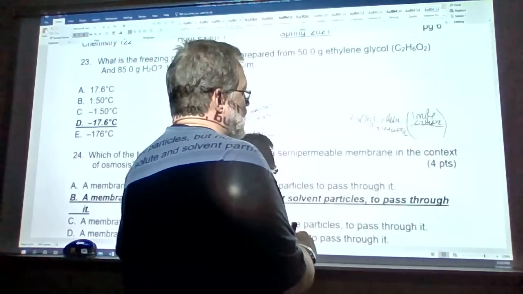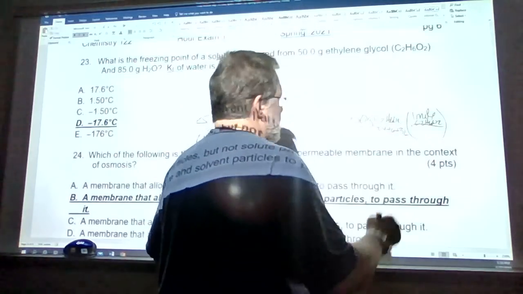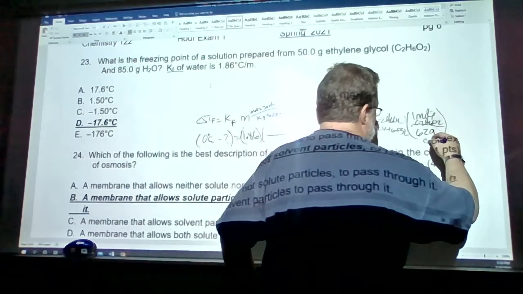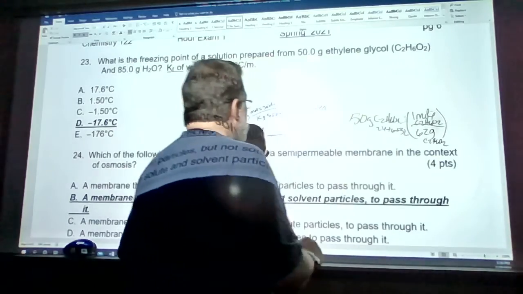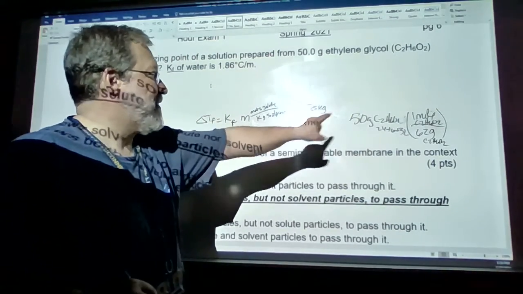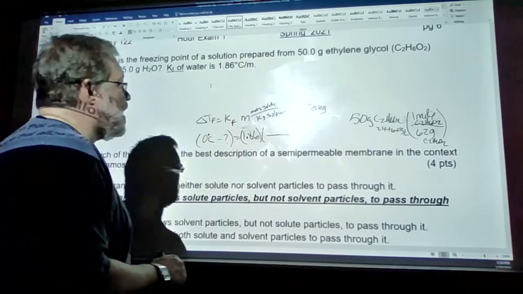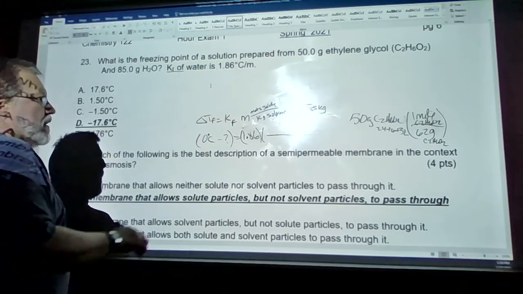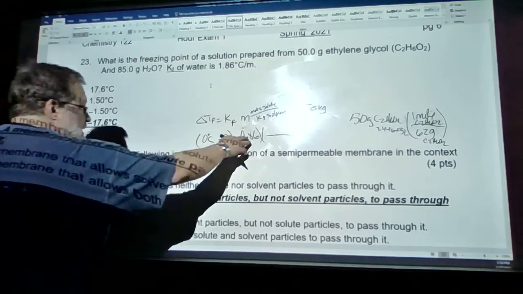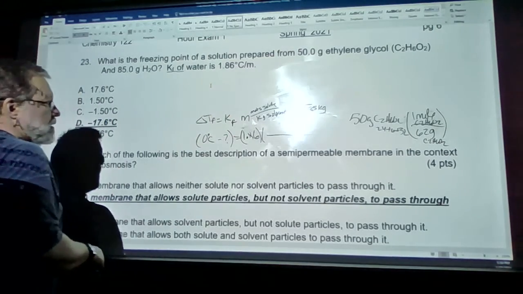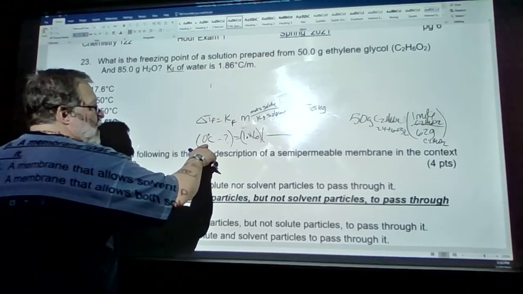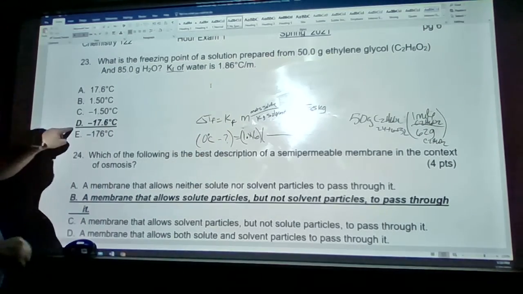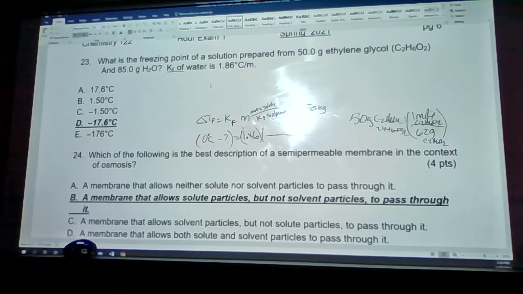62 grams C2H6O2. You put this value on top, divided by 0.085. That division answer times 1.86. Move the 0 over. Your temperature should be minus 17.6. That's number 23, and then last of all, number 25.